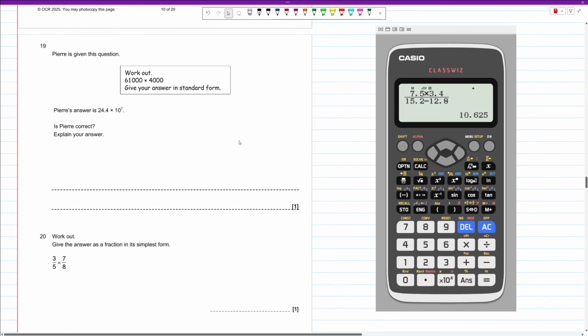Okay. Give your answer in standard form. Now this was the key word. Standard form is something times by 10 to the power of something. But we remember that this first something, let's call it x, has got to be bigger than or equal to 1, but less than 10. Now this 24.4, that's bigger than 10.